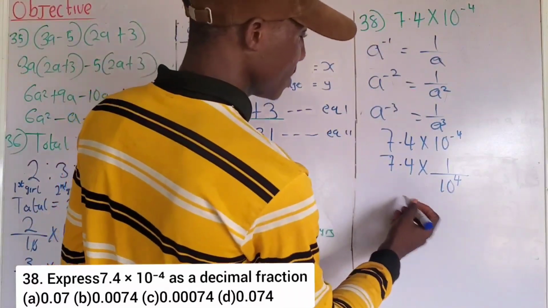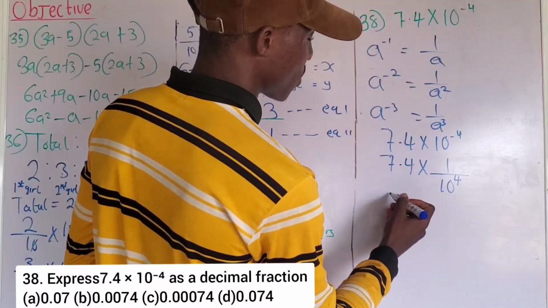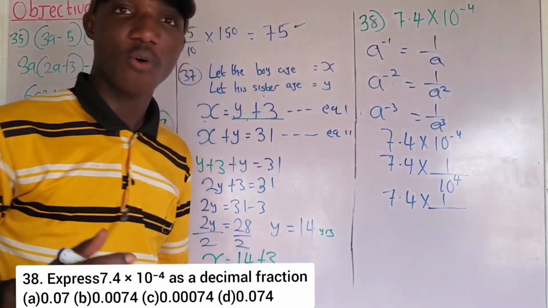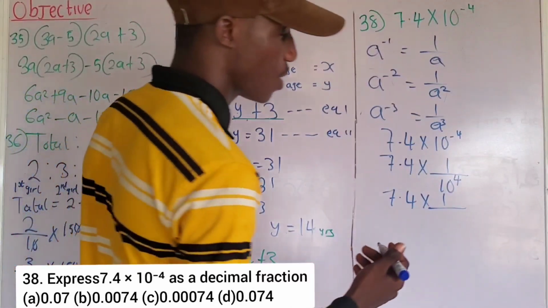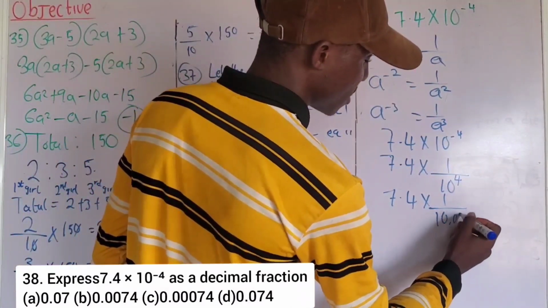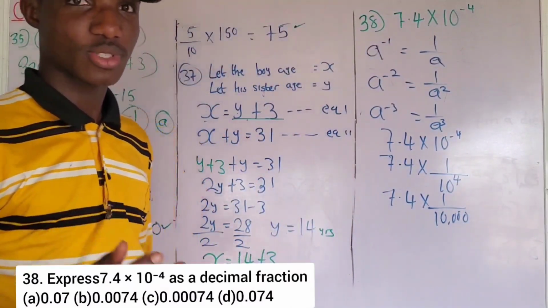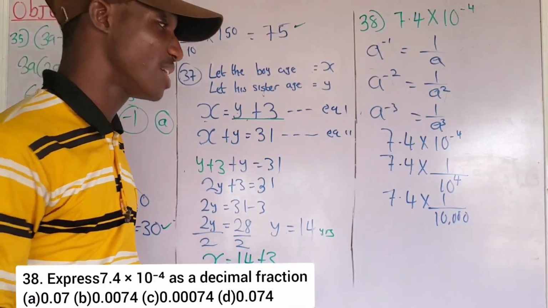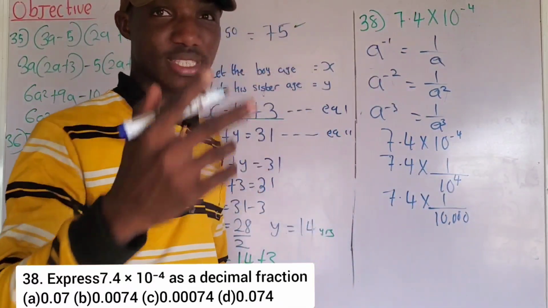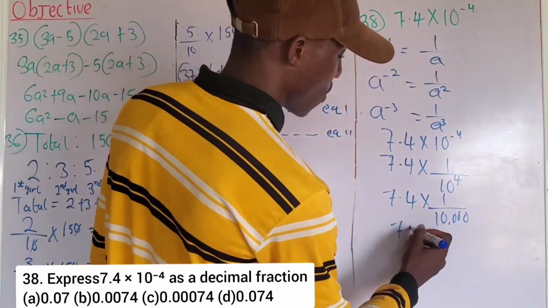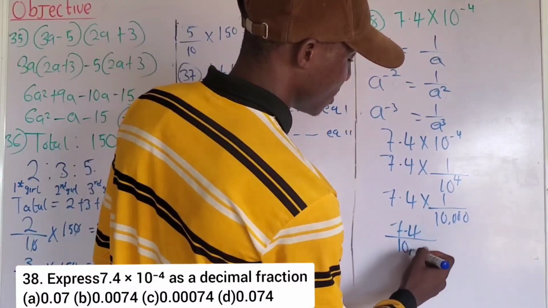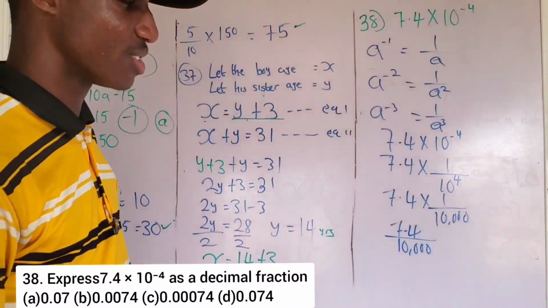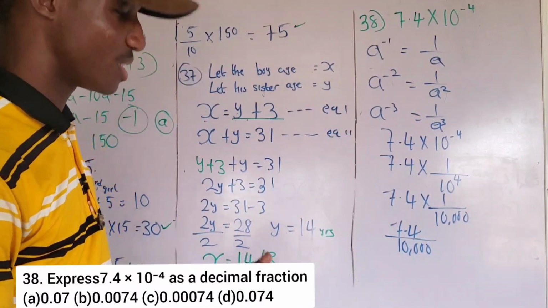Now I want you to pay attention. Here I'm going to have 7.4 times 1 over 10 raised to the power of 4, which is 10,000. You can even make use of a calculator, you understand what I'm saying? So 7.4 times 1 over 10,000 will give us 7.4 all over 10,000. Do you understand? Now please, I want you to pay attention. This is where most students get it wrong.